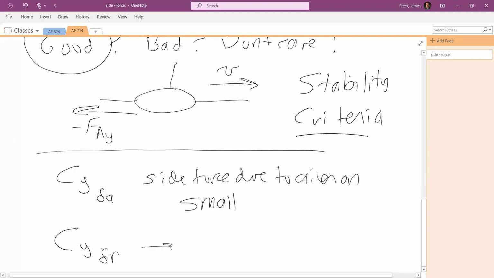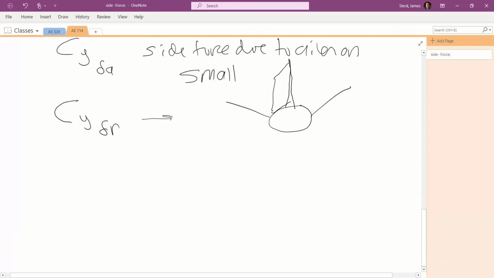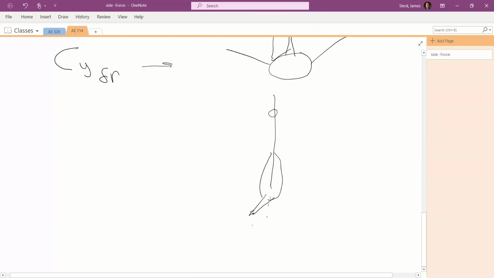So if we look at, again, our view of the airplane, and we have a rudder deflected. That's a crappy picture. Let me see if I can do better. Let me draw it from the top. So there's our rudder, positive rudder deflection.